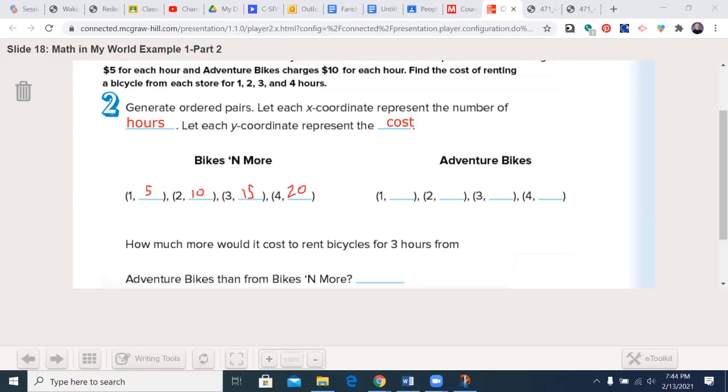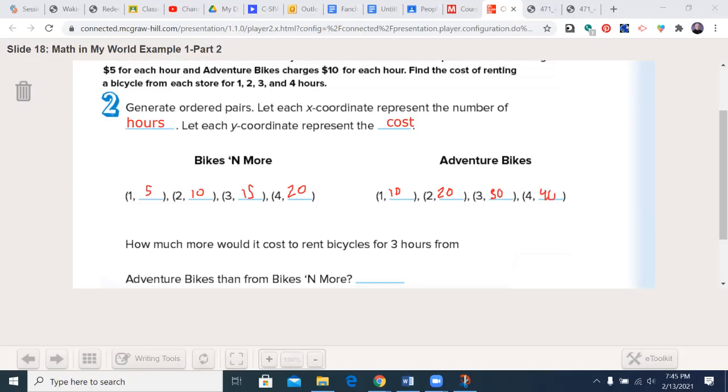I suddenly have coordinates. Isn't that sweet? Number of hours, the cost. Number of hours, cost. And we're going to do it the exact same way that we did the coordinates yesterday when we covered ordered pairs. Adventure Bikes, it was a little more expensive per hour, so it was multiplied by 10. So 1 times 10 is 10, 2 times 10 is 20, 3 times 10 is 30, and 4 times 10 is 40.